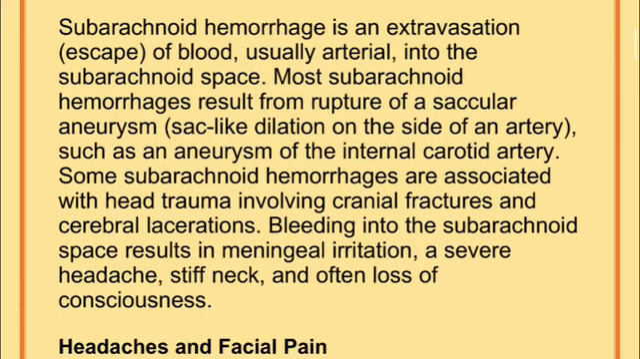Subarachnoid hemorrhage is an extravasation, that's escape of blood. Such blood is usually arterial, and this blood escapes into the subarachnoid space. Most subarachnoid hemorrhages result from rupture of a circle of Willis aneurysm. This is actually a sac-like dilation on the side of an artery. Such an aneurysm could be, for example, an aneurysm of the internal carotid artery.